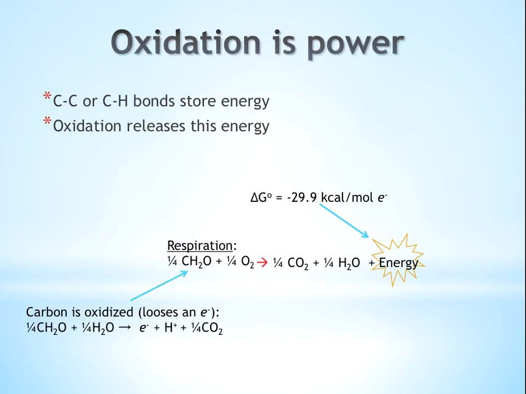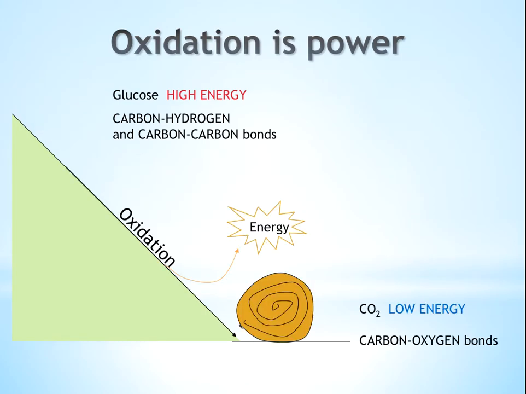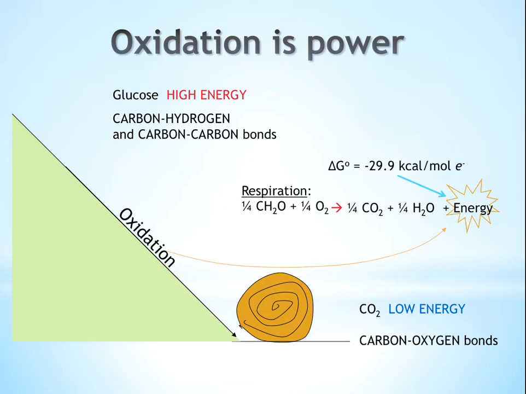Here we're oxidizing carbon. It loses electrons and becomes CO2. And the oxygen is reduced. It gains electrons and forms water. Okay, there's another way of thinking about it. We have glucose, with high energy carbon-hydrogen, carbon-carbon bonds. You can think of that as having a lot of energy, maybe like a rock sitting on top of a hill. And oxidation or respiration rolls this rock down the hill and reduces energy. Respiration changes these carbon-carbon bonds into lower energy carbon dioxide, carbon-oxygen bonds.